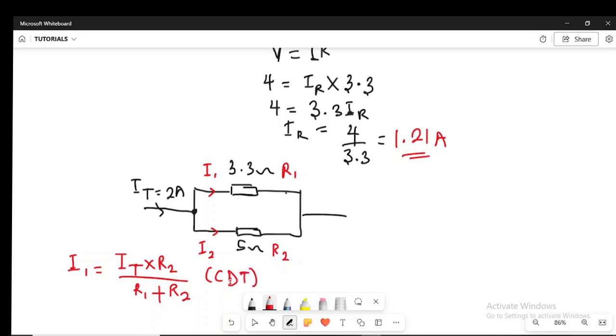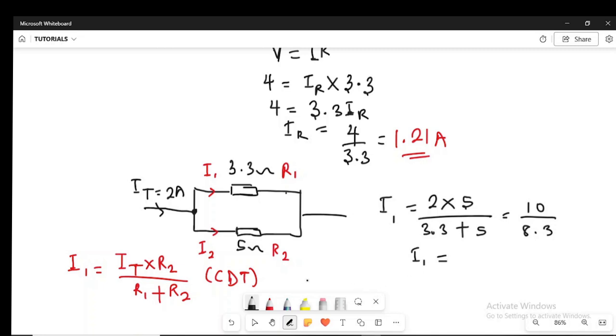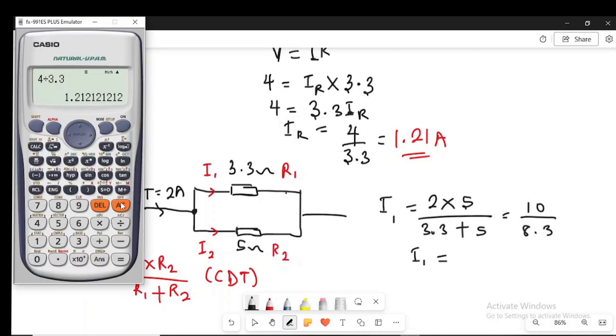I want to see that we'll get the same answer as 1.21 amps. Now let's plug in the values. So that means I1 equals the total current, that's 2, multiplied by R2, the opposite resistance, that is 5, divided by the sum of the resistances, that's 3.3 plus 5. By the time we do this, we are going to get 2 times 5 is 10. 3.3 plus 5 will give us 8.3. So our I1 will be equal to 10 divided by 8.3.